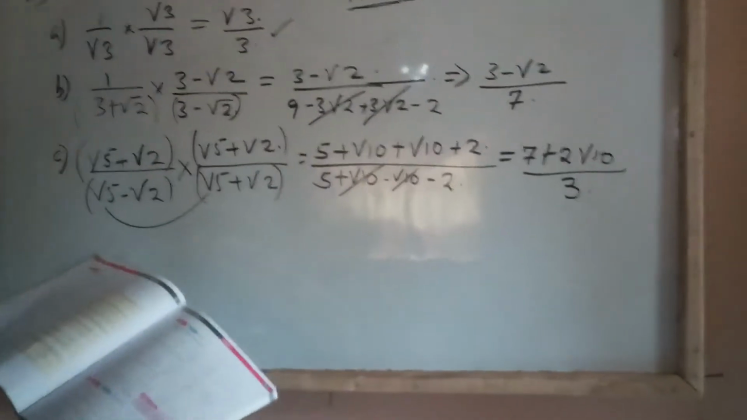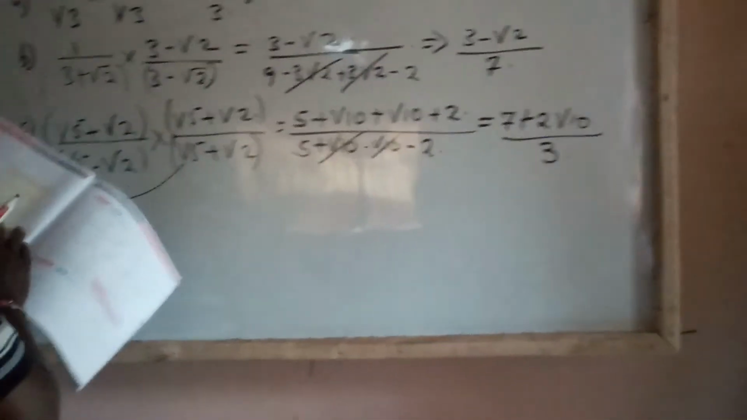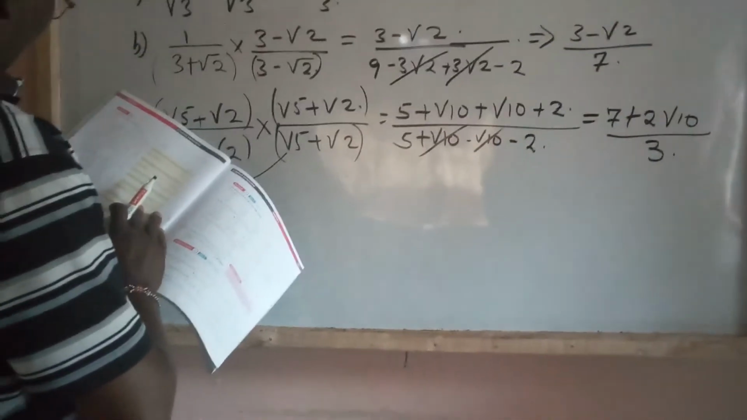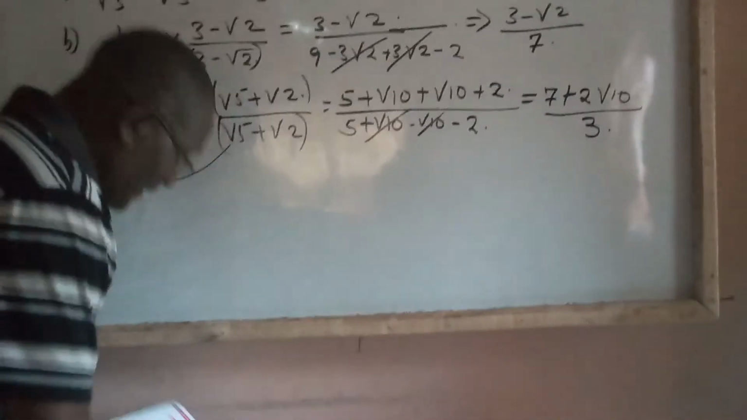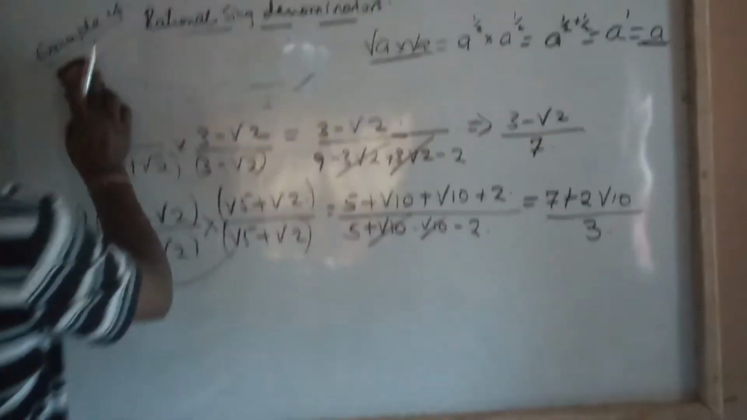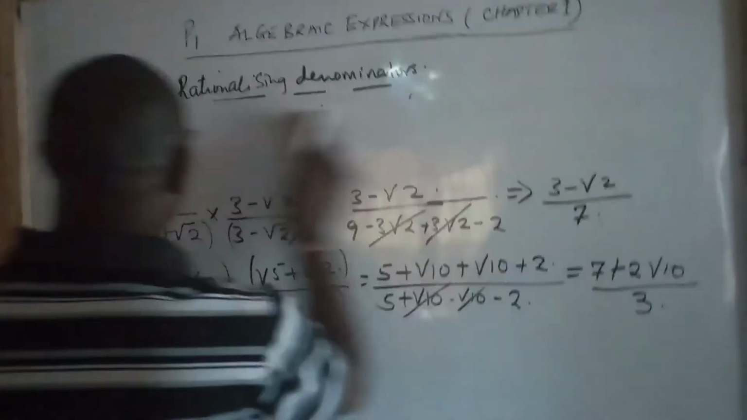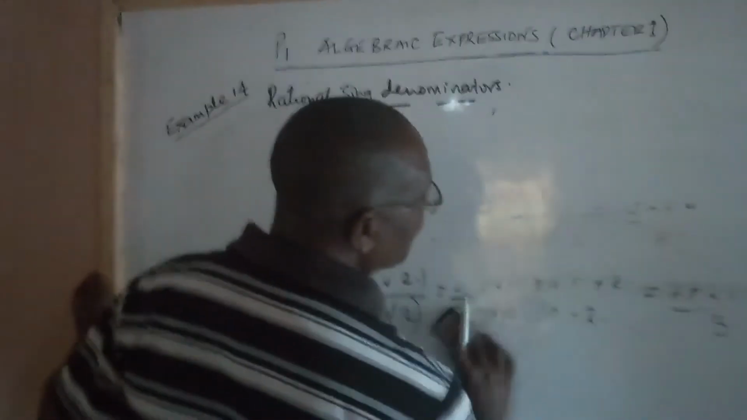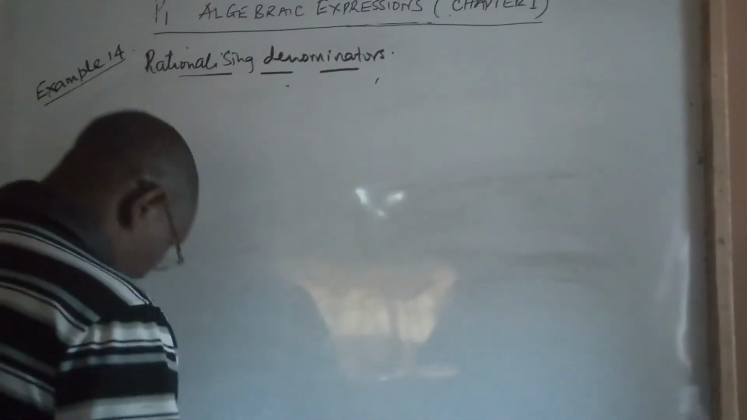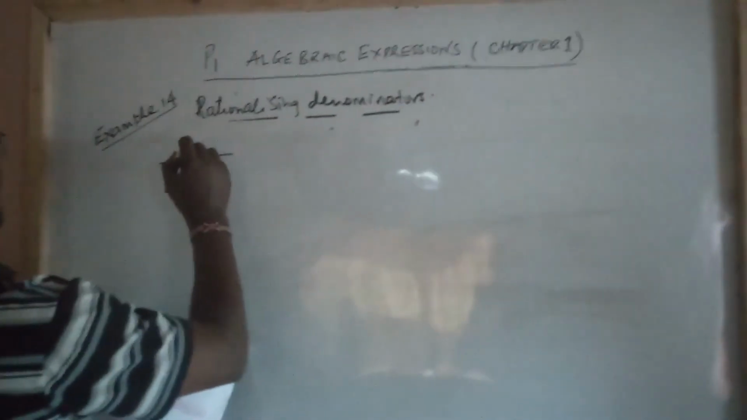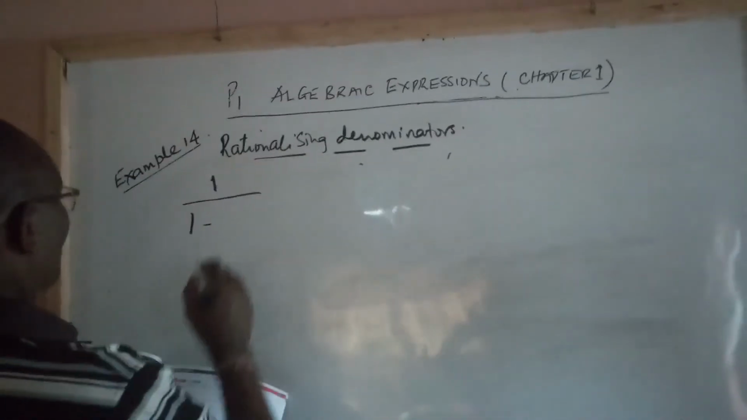Let us see what happens in part D. Part D, let me rub what we have up there. In part D we have 1 over 1 minus root 3 squared.